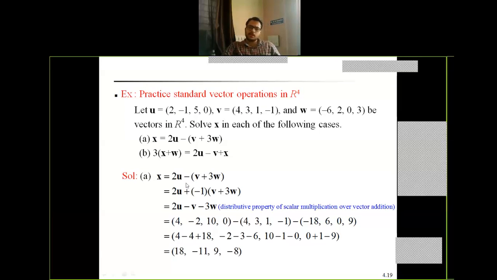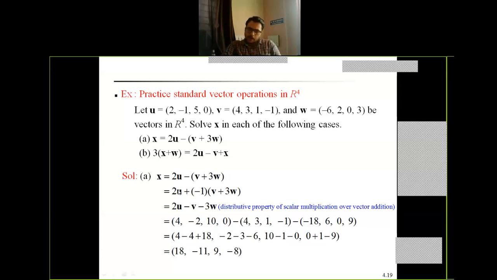So x is equal to 2u minus in bracket v plus 3w. The minus sign can be represented by minus 1. How can we do this? If u is a vector, then the scalar multiplication of u by c is cu, and c can be any real number. That's why we can have minus 1, because minus 1 is a real number. So minus 1 into v plus 3w.